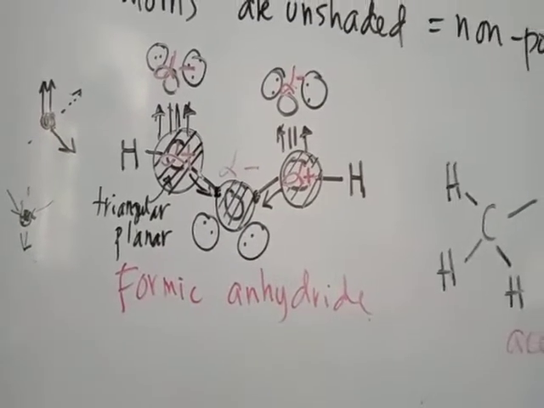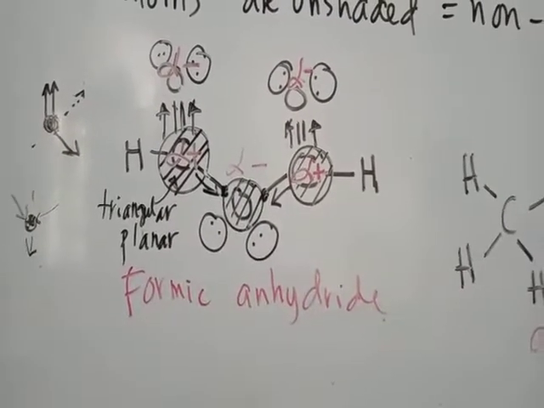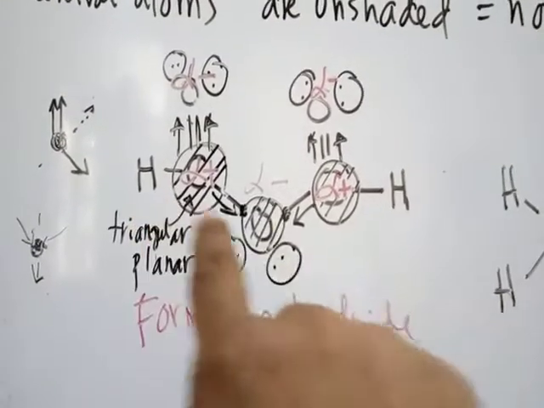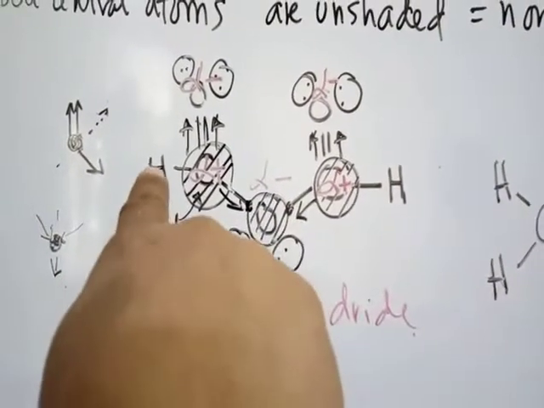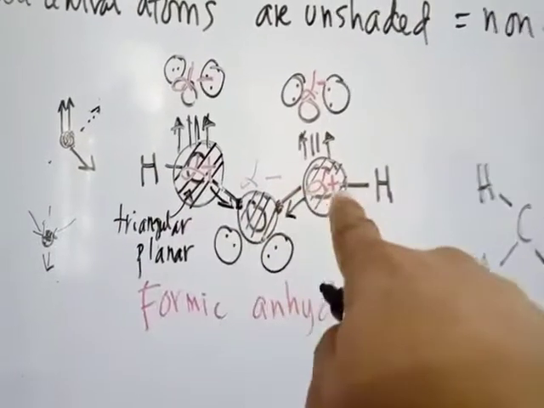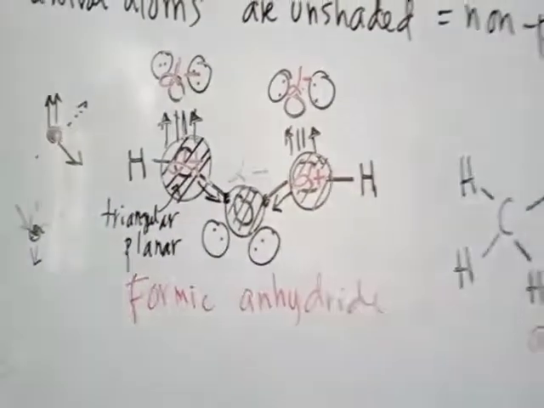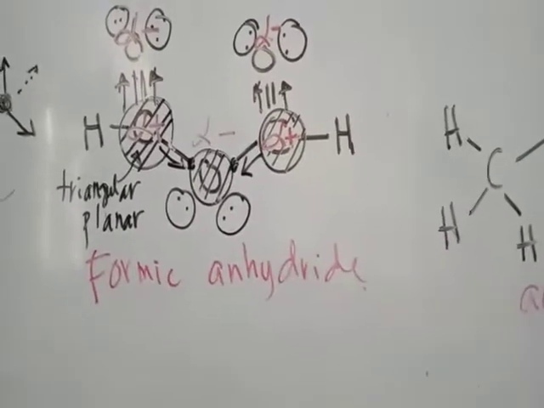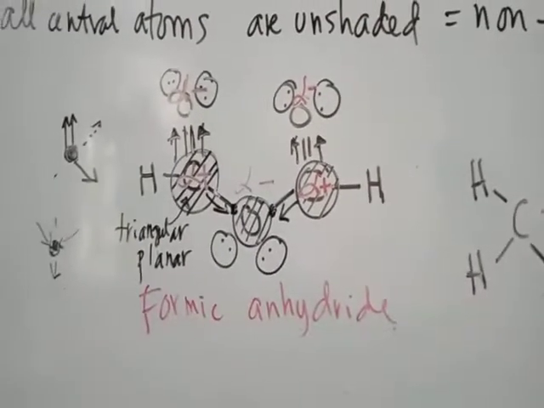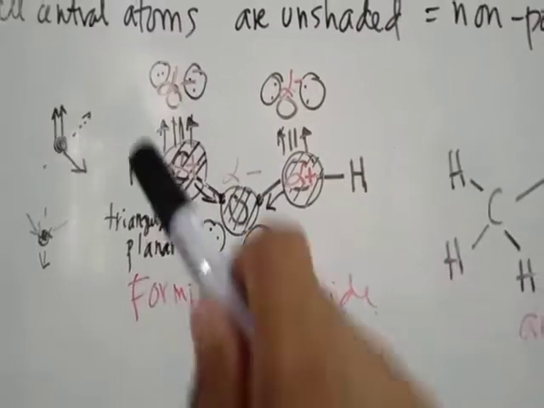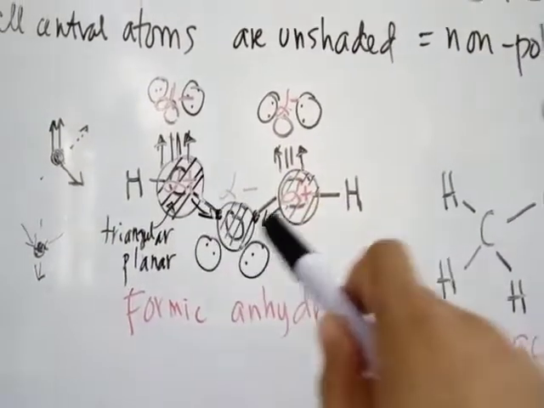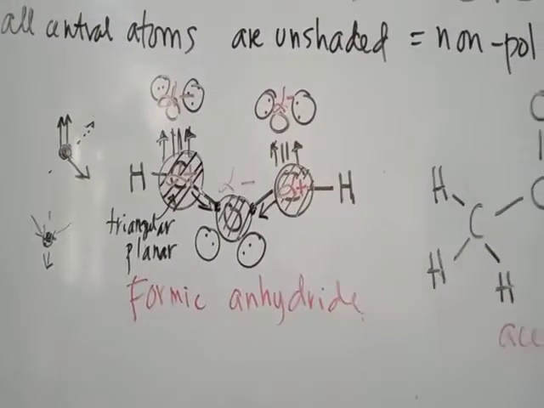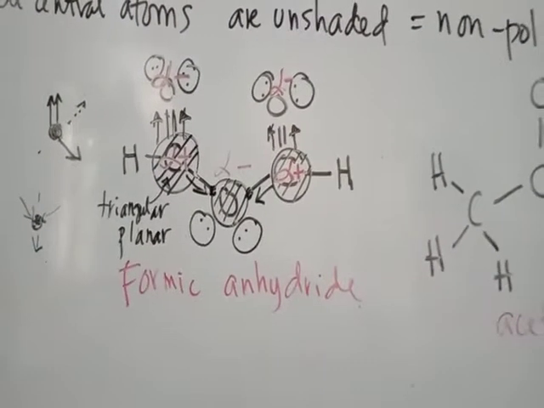Step number 6. Enclose in a box all partial positive hydrogen. Can you find hydrogens that are partial positive? Is that partial positive hydrogen? No, it's not. Is that one partial positive? No, it's not. So, as you can see, look at formic anhydride. All of its central atoms are shaded, right? Okay, but there is no partial positive hydrogen.